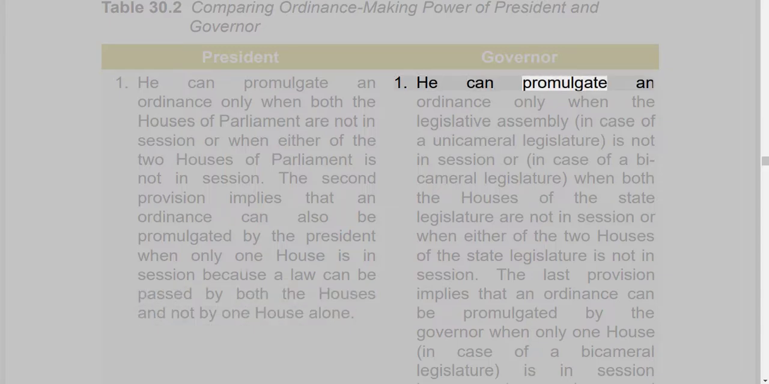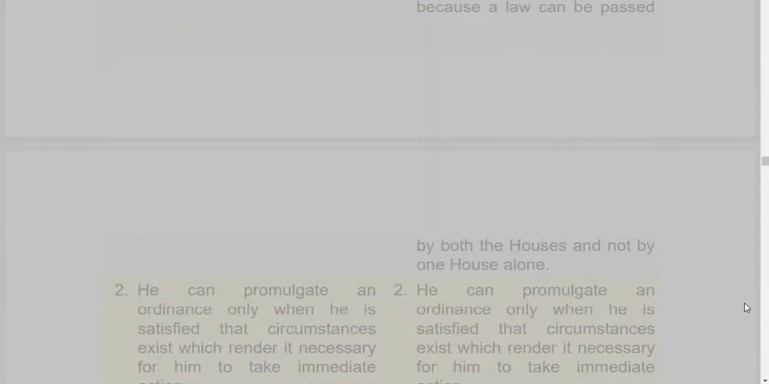Governor: 1. He can promulgate an ordinance only when the Legislative Assembly, in case of a unicameral legislature, is not in session or, in case of a bicameral legislature, when both the houses of the state legislature are not in session or when either of the two houses of the state legislature is not in session. The last provision implies that an ordinance can be promulgated by the Governor when only one house, in case of a bicameral legislature, is in session, because a law can be passed by both the houses and not by one house alone.